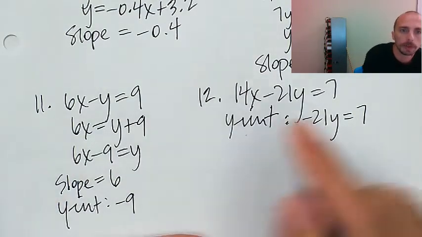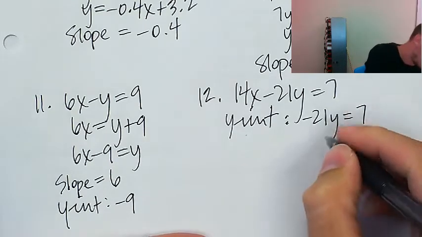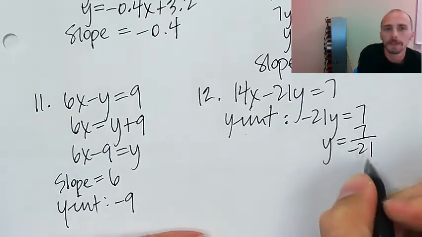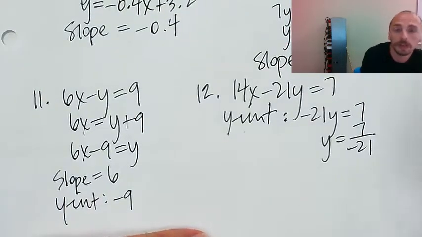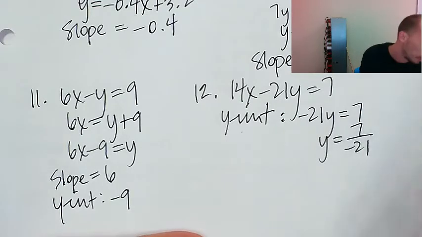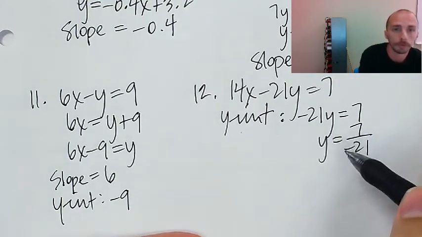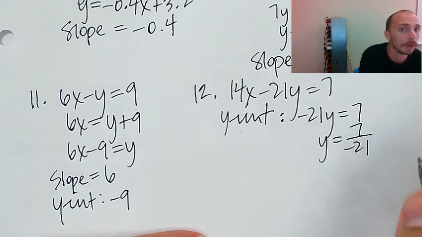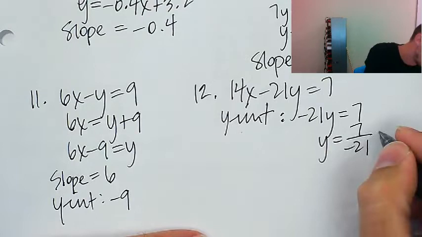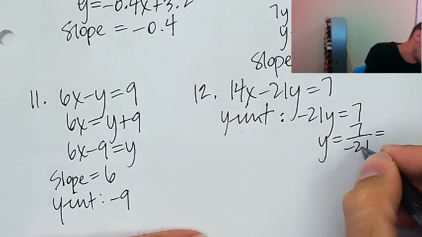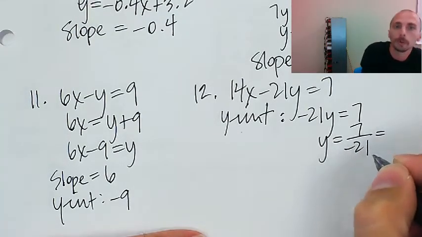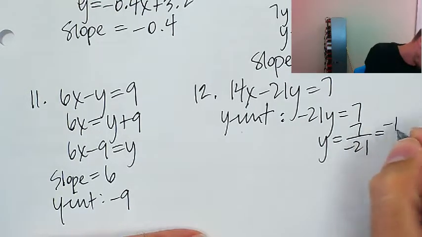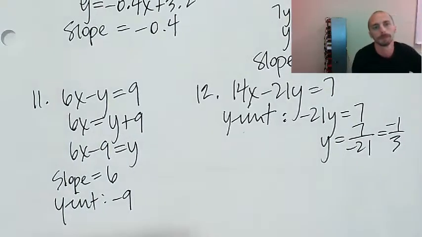Then I'm going to divide both sides by negative 21 to solve for y, and I'm going to get 7 over negative 21. But I know 7 divides 21, so I can simplify it. Not that I necessarily have to, but if this was a multiple choice question, the answer wouldn't be 7 over negative 21, right? It would probably be negative 1/3. And so we need to be able to simplify fractions. 21 is 3 times 7, so I could cancel the 7s. I'd be left with 1 over negative 3, which is the same as negative 1/3.